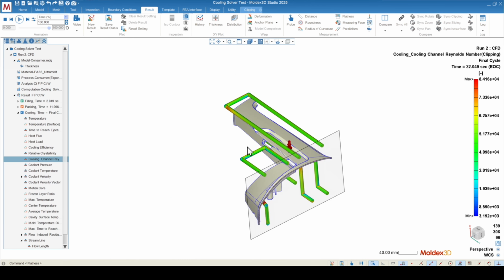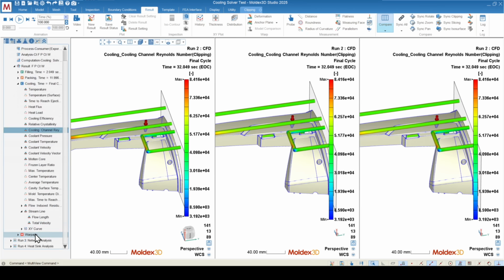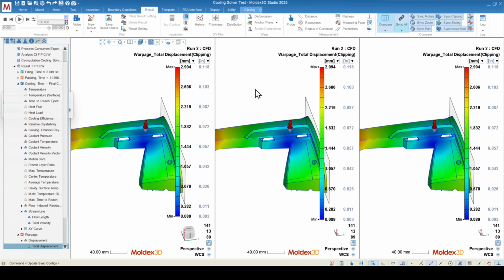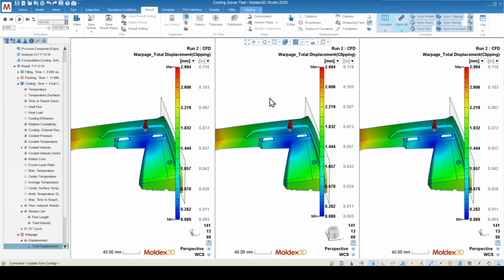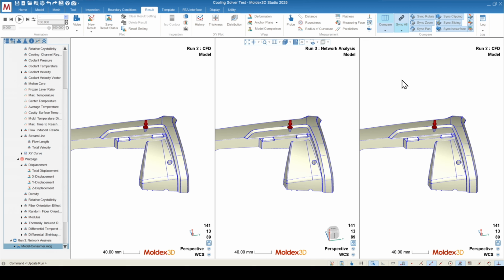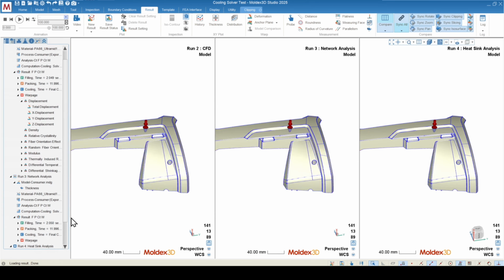And so I'm going to throw up a three window comparison, right? And we're going to put warpage, sync all of these. On the left side, I'll have the CFD. Middle, I'm going to have my network analysis. And on the right side, I'm going to have my heat sink analysis.